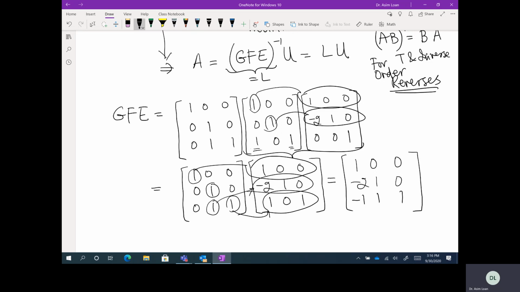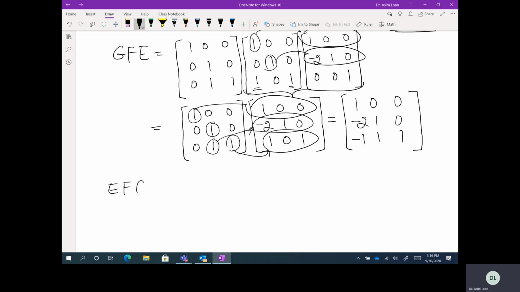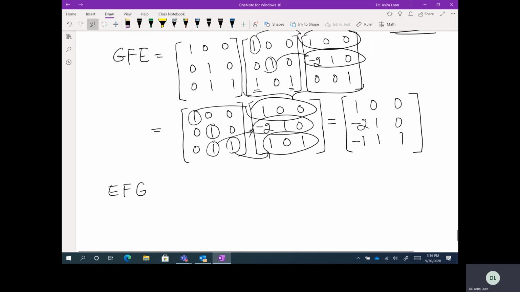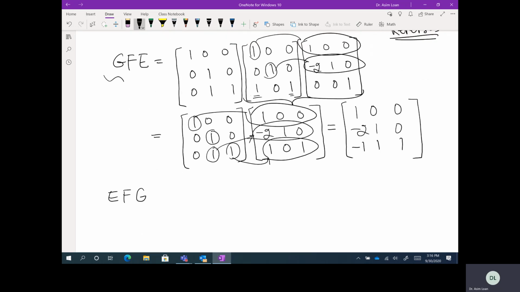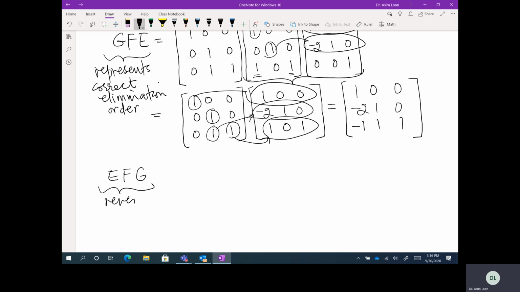and maybe we want to do EFG too, and then we'll stop. So what is EFG? So GFE represents correct elimination order, and EFG represents reversal of elimination. And what is this reversal of elimination?